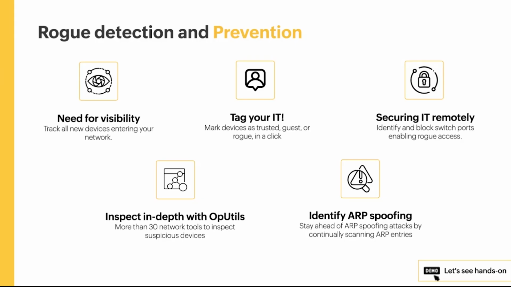But some attackers might also use advanced techniques like ARP spoofing to sneak into a network, right? Well, OpUtils has you covered on that front as well. It continuously scans the ARP entries in your network, and that means it can quickly detect spoofing attempts, and it can help prevent them before they cause any damage. So that'll ensure the overall integrity and security of your network.